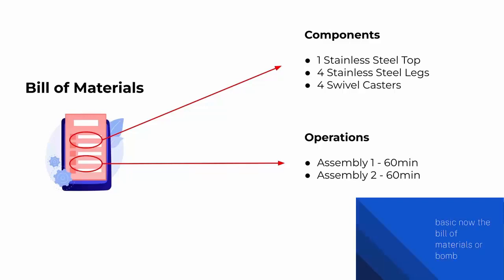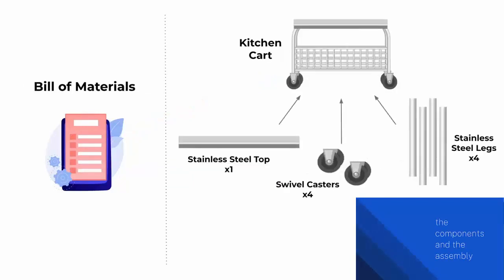The bill of materials, or BOM for my acronym lovers, is a crucial manufacturing document that lists all of the components and the assembly instructions and operations that go into it. It's your recipe for whatever you're trying to produce, complete with a list of ingredients and instructions, if we're talking about something Gordon Ramsay related.